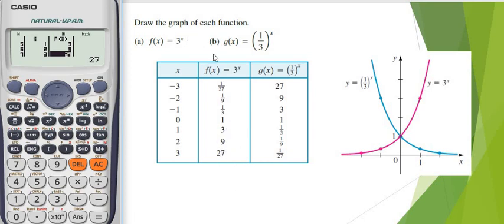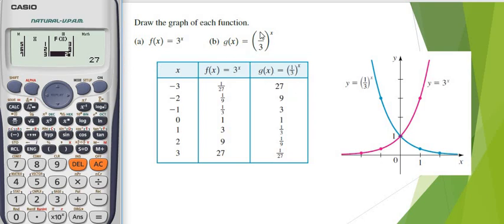So we have easily determined the value of our f of x for this particular function here, for when you have 3 to the power of x. So you can now easily plot your function. So for y equals 3 to the power x, this is the corresponding graph.